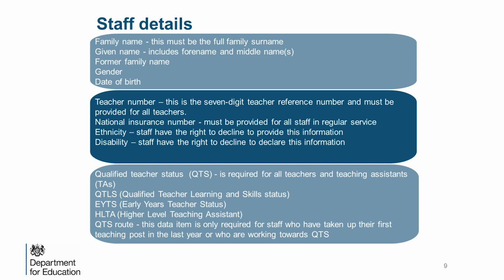Employers should have verified the name of their staff as part of the checks with the Disclosure and Barring Service. If staff are provided by a third party, then their identity should have been checked. A national insurance number must be provided for all staff in regular service. Schools and local authorities should make every effort to ensure an NI number is provided for each member of staff. However, if one is not available, then the field should be left blank.